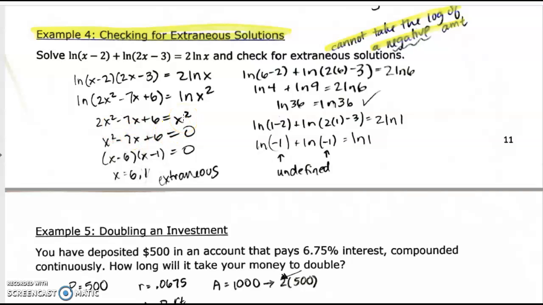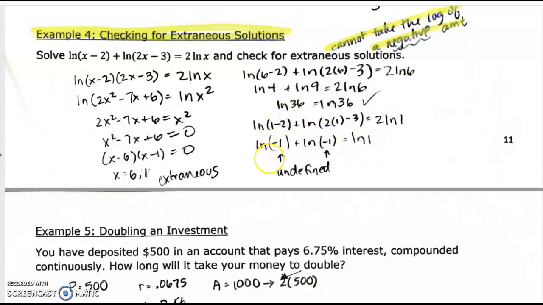It is a quadratic equation, but when I get everything over to one side, it factors really easily, and it gives me 2 possible solutions. But if I double check those by plugging them back in one at a time, first the 6 works no problem. I get ln of 6 minus 2 plus ln of 2 times 6 minus 3. ln 4 plus ln 9, if I condense that using the product rule, I get ln 36. And if I condense over here using the power rule, I get ln 36. It works. Both sides match.